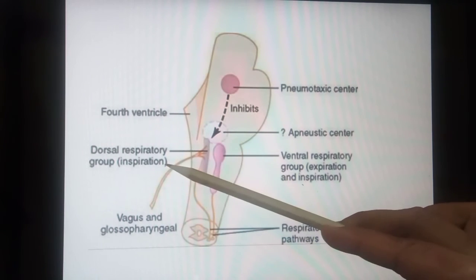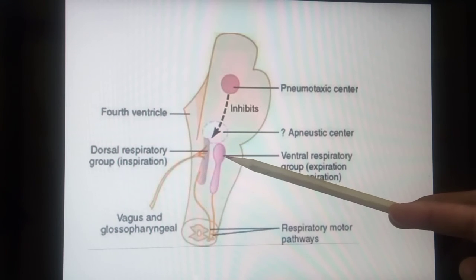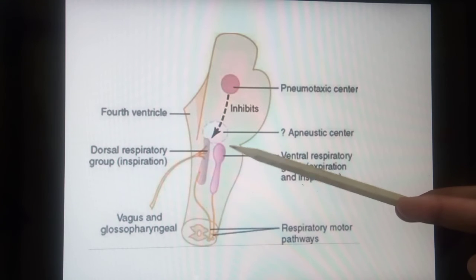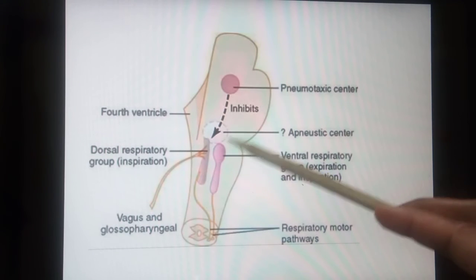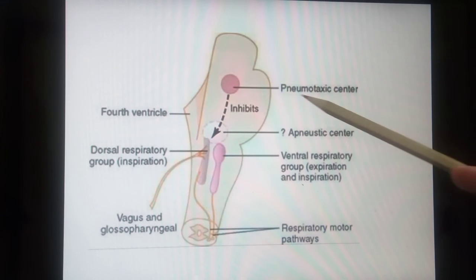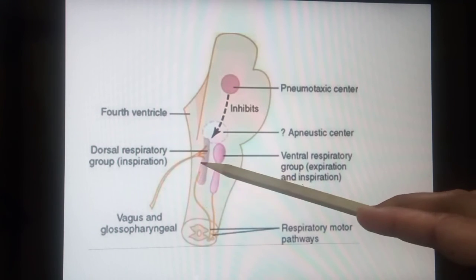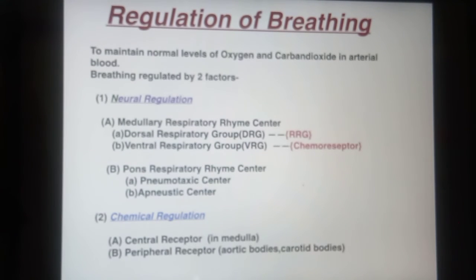So the dorsal is responsible for the contraction, and the ventral is responsible in the case of increasing the rate of the breathing. Okay, and the apneustic center restarts it, and the pneumotaxic center inhibits the dorsal respiratory group. So I think I am very clear about this topic, neural regulation.